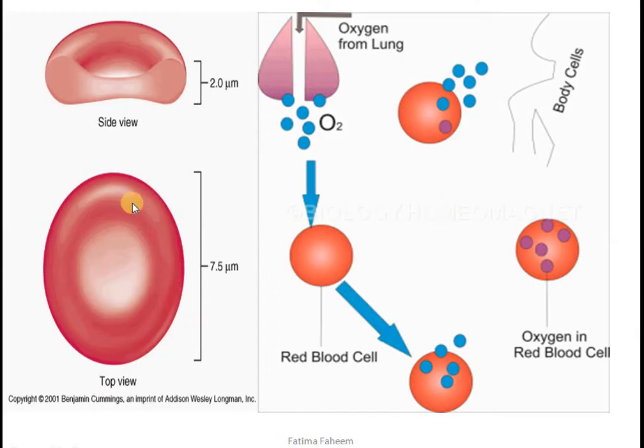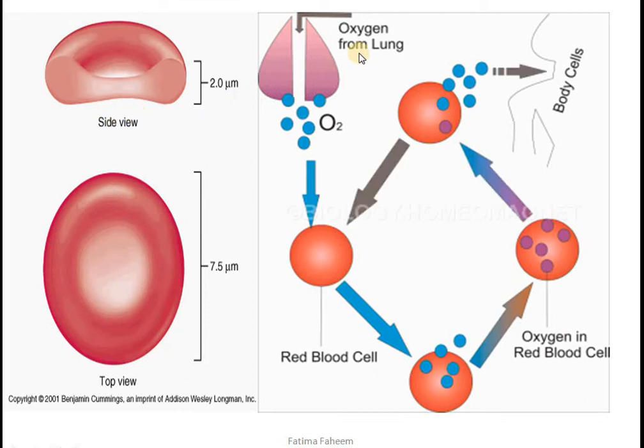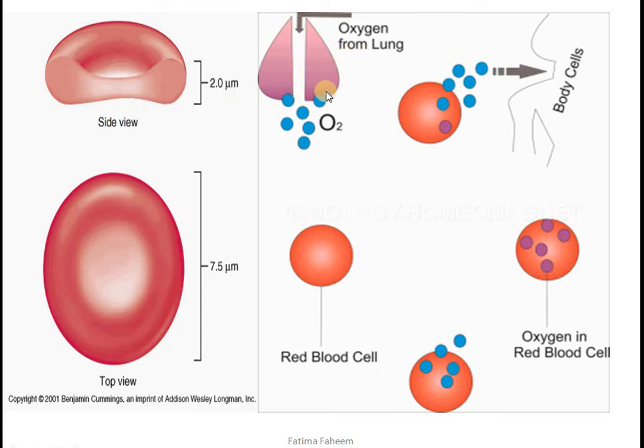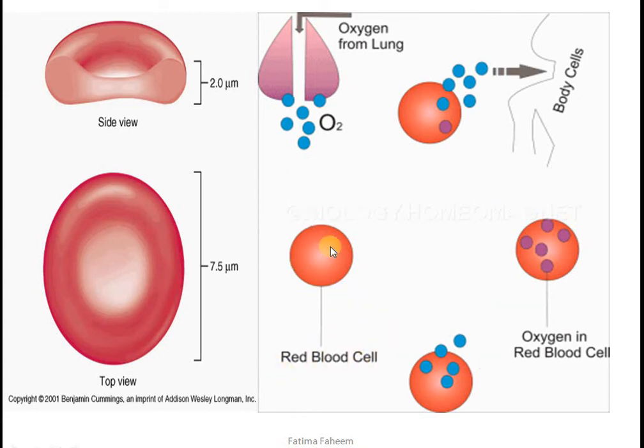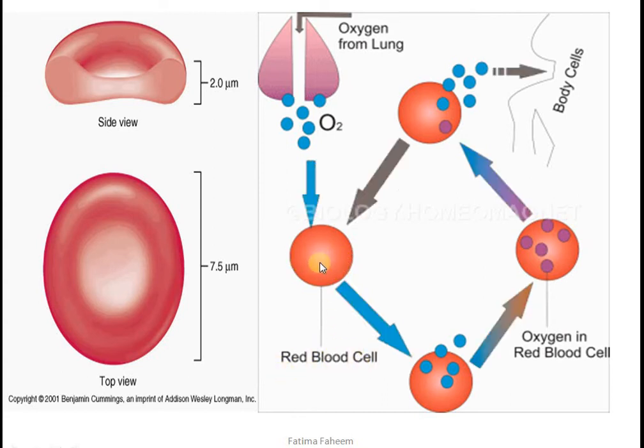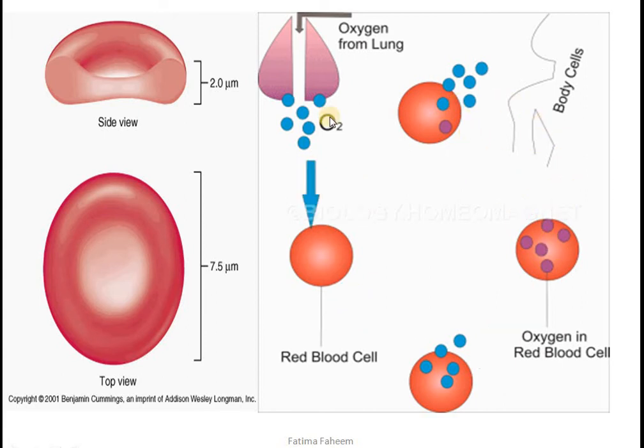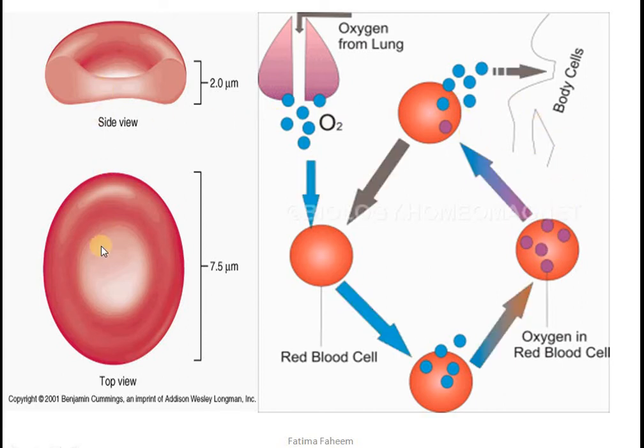Now here I am showing you the transfer of oxygen. This is your lungs. Lungs are taking in fresh air. Oxygen is carried by RBCs. These RBCs have a carrier, which is hemoglobin, which carries oxygen with it, and then transfers it to all body cells wherever oxygen is required. This is the view of RBC.